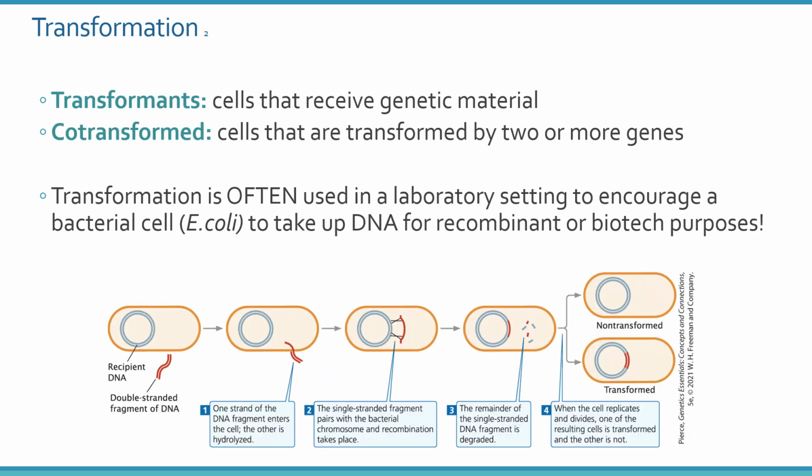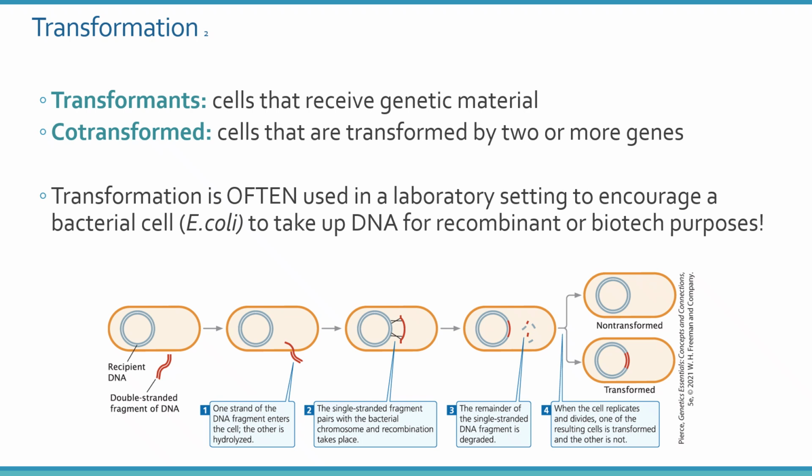So just a couple of quick vocabulary words here. A cell that has been transformed is called a transformant. If you are inserting multiple genes, you say that those genes were co-transformed. You don't have to transform with a plasmid. You could transform with a small piece of DNA. However, a plasmid is going to be a little bit more stable. But in this image here, it shows a fragment of DNA coming in and being integrated into the genome.